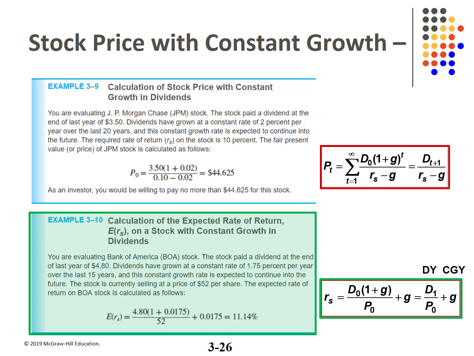Example 3.10 finds the expected rate of return for a constant growth stock. In this case, you're looking at Bank of America stock, which paid a $4.80 dividend last year. Again, D0. Dividend growth is expected to be 1.75% per year. Stock's currently selling for $52. Converting the constant growth formula to solve for return and solving, we find a return of 11.14%.